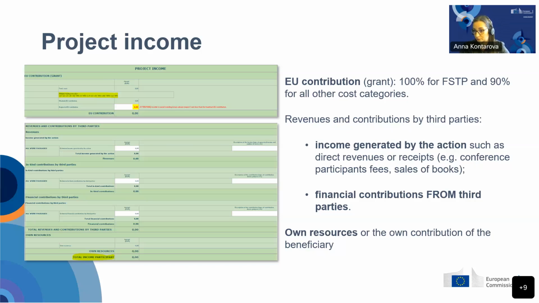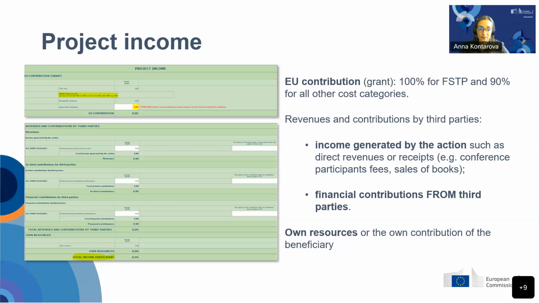So it can be an income generated by the action, such as direct revenues or receipts. For example, you will organize a conference and the participants will be charged a fee. In this case, you will have to report it as an income generated by the action. Then you can also receive financial contributions from third parties, but in this case, we do not mean third parties as the new entrepreneurs. These are different entities outside of the project. For example, some regional government decides to support your action. This could be considered as financial contribution from third party.